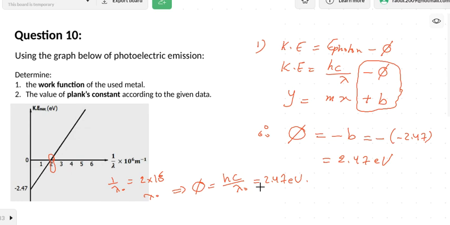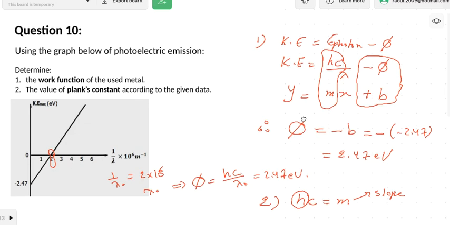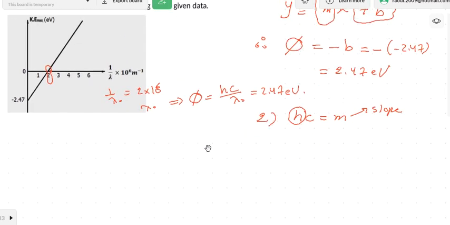Then they are asking me to find Planck's constant. Let us remember how to find Planck's constant here. The variable is 1 over lambda, so hc equals m, the slope. So for part number 2, by the previous comparison, we know that hc equals m, or the slope. To find h, Planck's constant, we need to find the slope first. So h is equal to the slope divided by c.